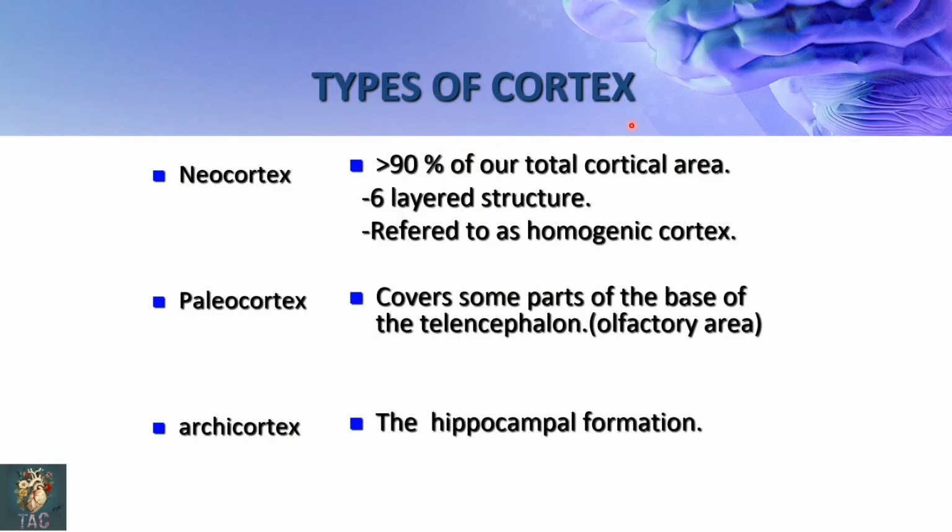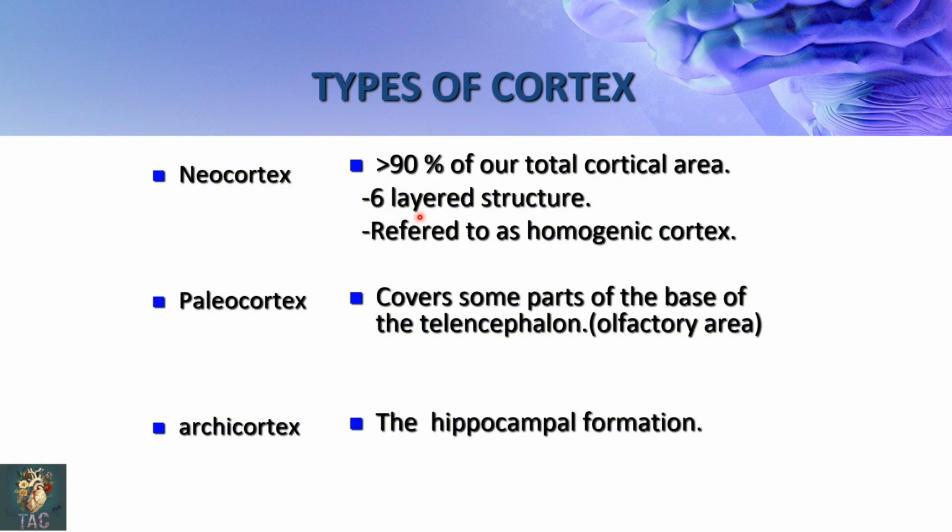So what are the different types of the cortex? Basically, more than 90% of the cerebral cortex is neocortex, and it is the 6-layered cortex referred to as the homogenetic cortex. Paleocortex is the old type of the cortex, covering some parts of the base of the telencephalon, that is the olfactory area, and the cortex covering the hippocampal formation is called the archicortex. So these are the 3 different types of the cortex. More than 90% is the neocortex and the remaining is paleo and archicortex.